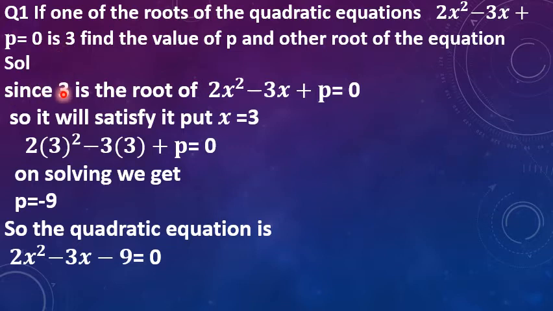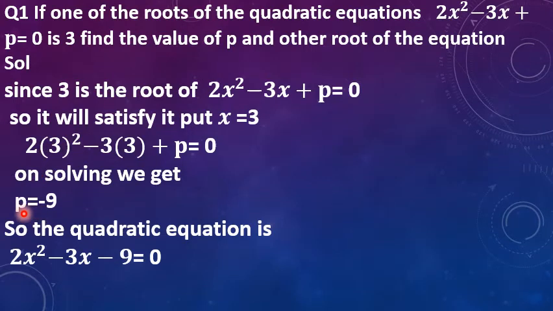As in the question it is given that 3 is a root of the quadratic equation 2x square minus 3x plus p equals 0, it means that 3 will satisfy that equation. So on putting the value x equals 3 in the equation 2x square minus 3x plus p equals 0 and solving, here we get the value of p equals minus 9.